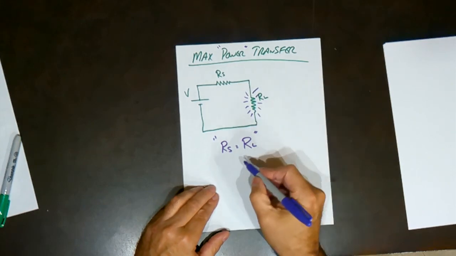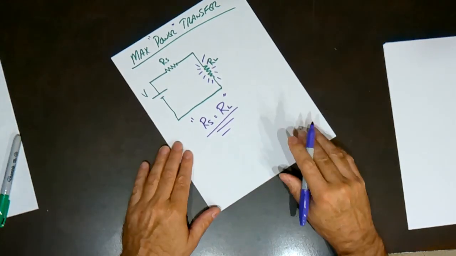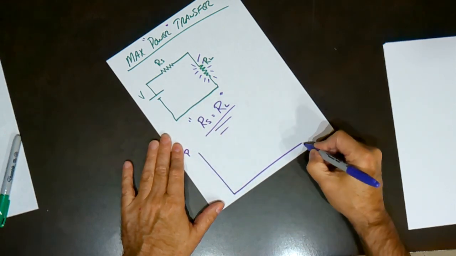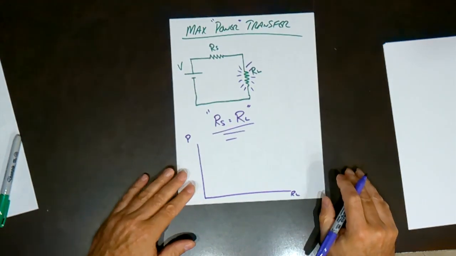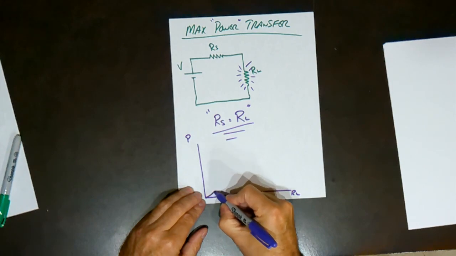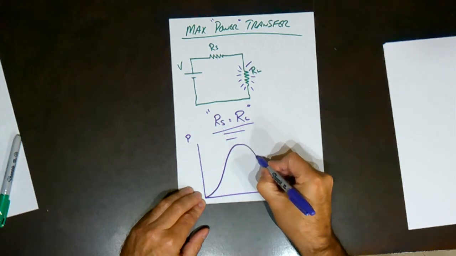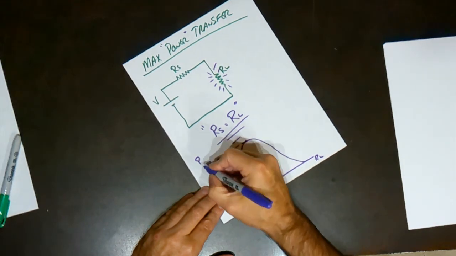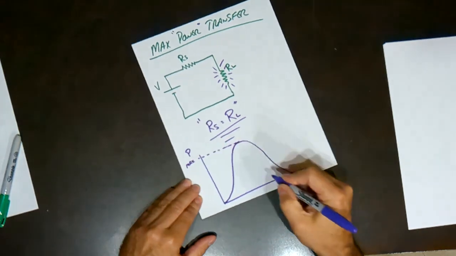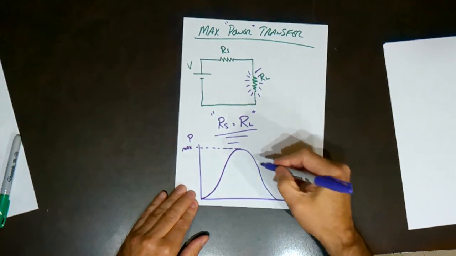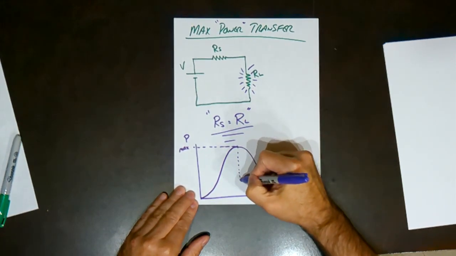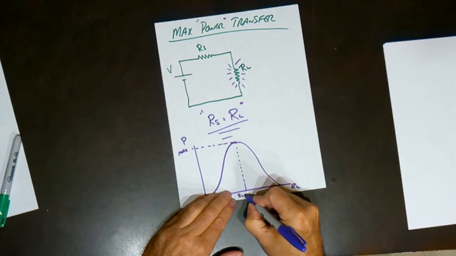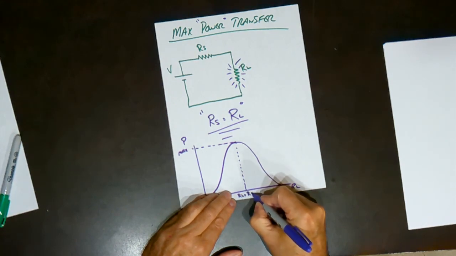So maximum power transfer happens at this point, and if we looked at power versus load resistance, you're going to see a graph that kind of looks like this, where here is the maximum power that the system will be putting out, and that happens right at the point where RL is equal to RS.